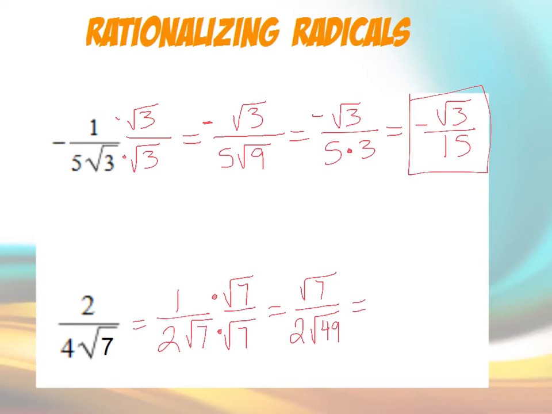Let's get rid of the radical. It's going to become 2 times 7. And 2 times 7 is 14. And once again, don't try to reduce that. The numerator's in the radical, the denominator is not. That's your final answer.